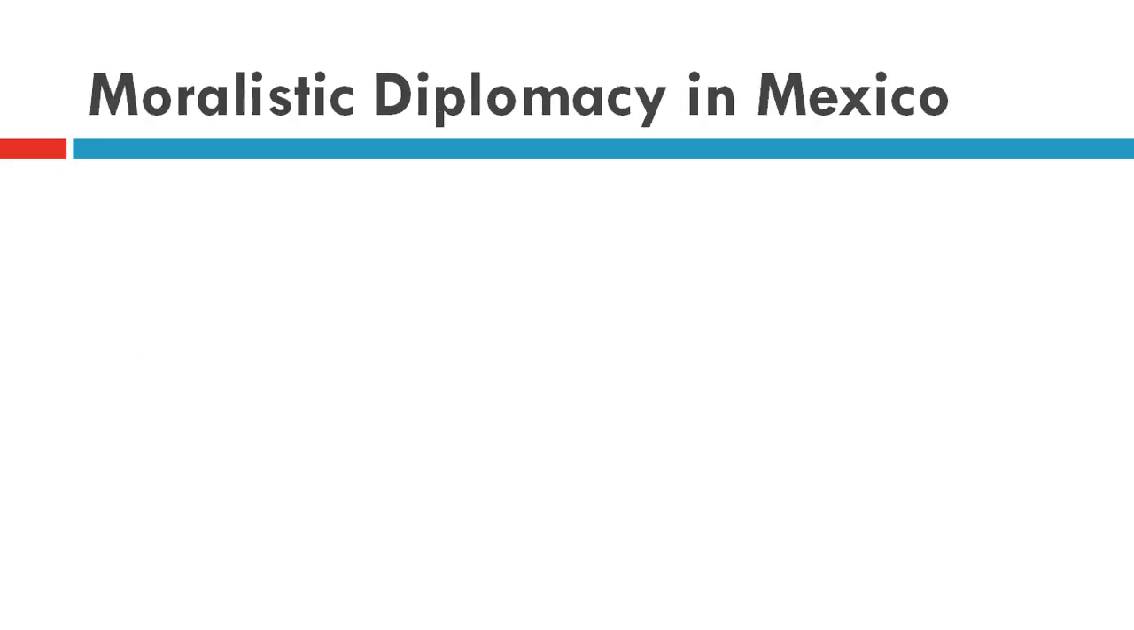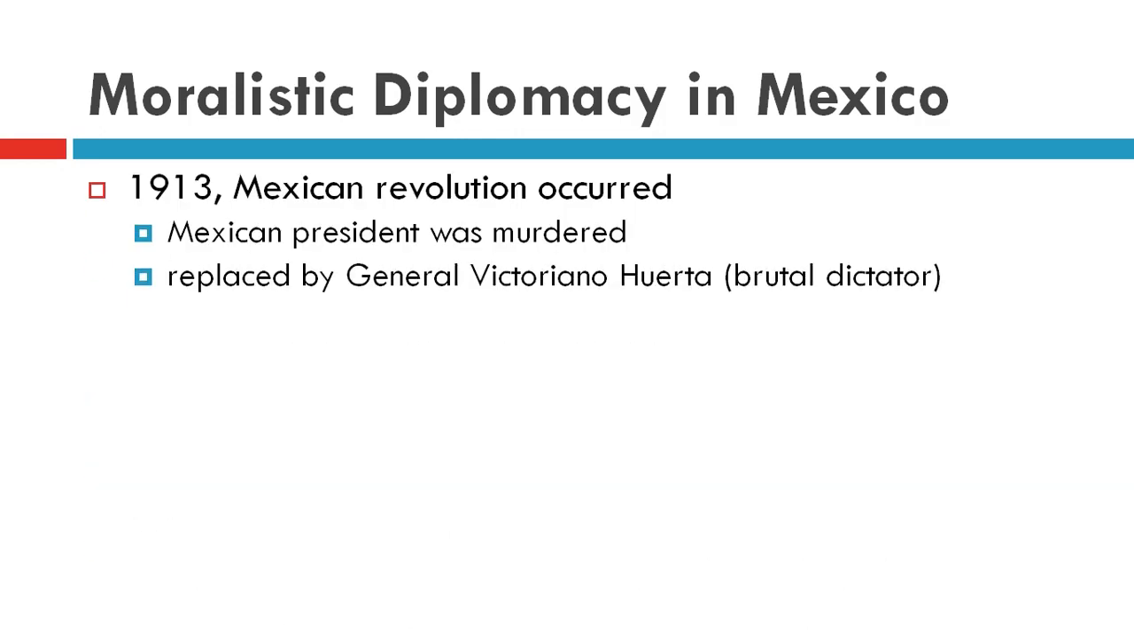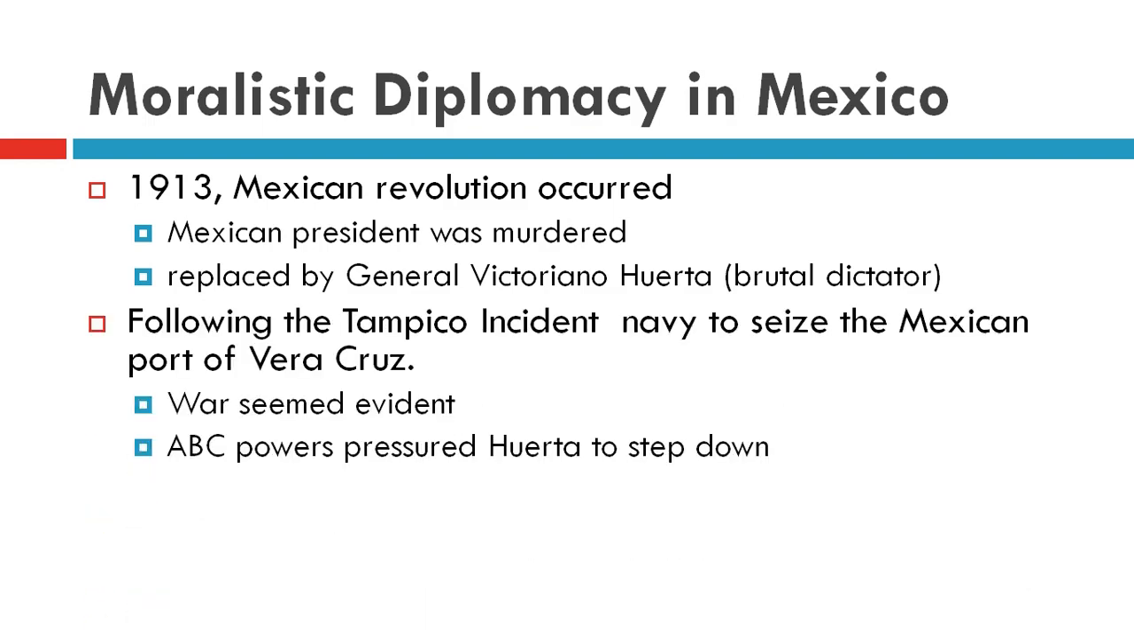Wilson's brand of diplomacy comes to be known as moral diplomacy. In 1913, the Mexican Revolution occurs, and the Mexican president was murdered and replaced by General Victoriano Huerta. He was a brutal dictator, and because of the chaos in Mexico that followed his rise to power, millions of Spanish-speaking immigrants came to the United States. Now, Wilson initially refused to directly intervene in this war in Mexico. Instead, he wanted the Mexican citizens to do something about this. He hoped they would overthrow this government themselves.